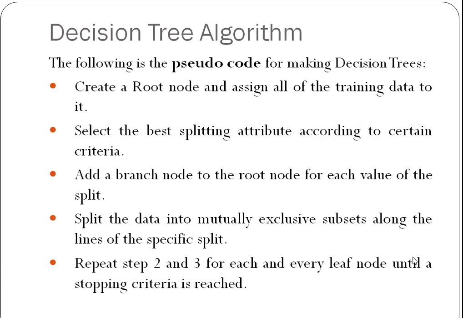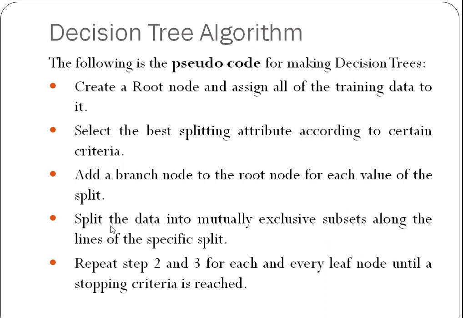Decision tree algorithm. This is how we make it. Create a root node and assign all the training data to it. Then select the best splitting attribute according to certain criteria. The criterion we used earlier was least error. There are other criteria as well. Then add a branch node to the root node for each value of the split.